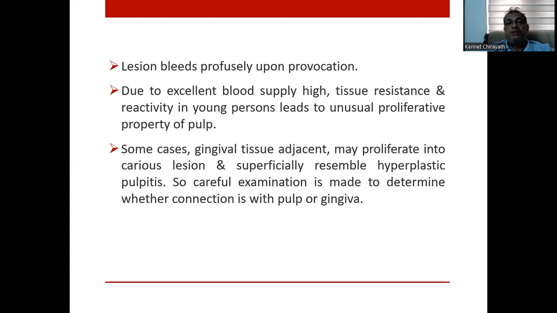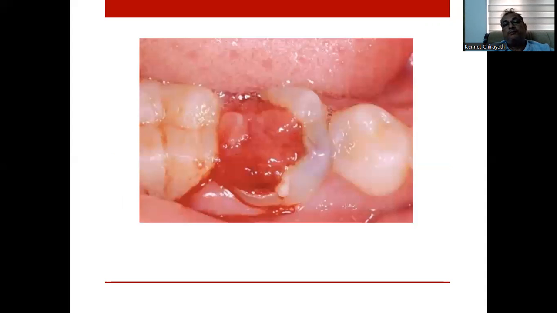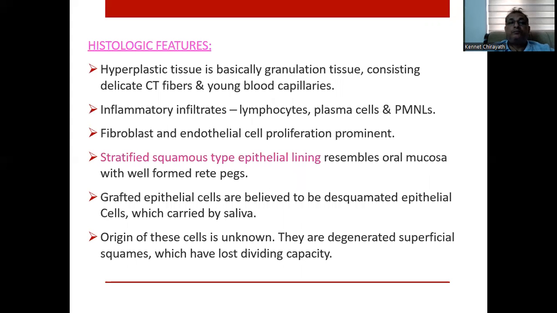In some cases, adjacent gingival tissue may proliferate into the caries lesion and superficially resemble hyperplastic pulpitis. So careful examination is made to determine whether the connection is with the pulp or gingiva. Okay, so clinically you should be very careful whether the pulp polyp is from the gingiva or from the pulp. Okay, so this is the diagram of the pulp polyp. Now comes the histological features.